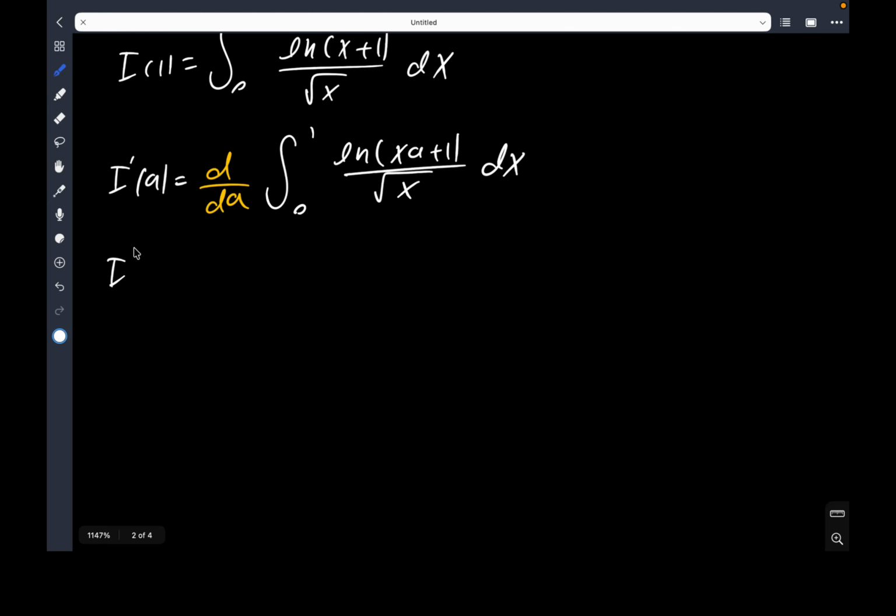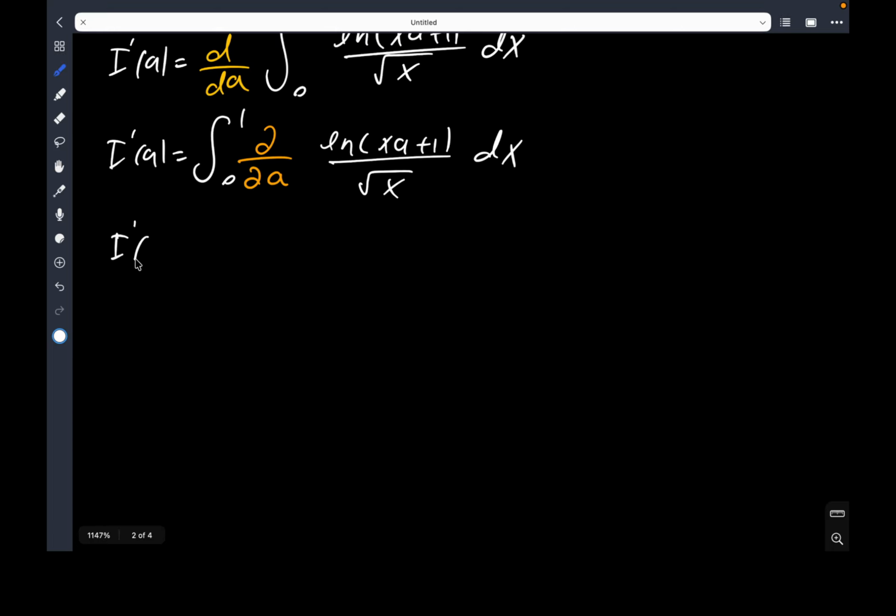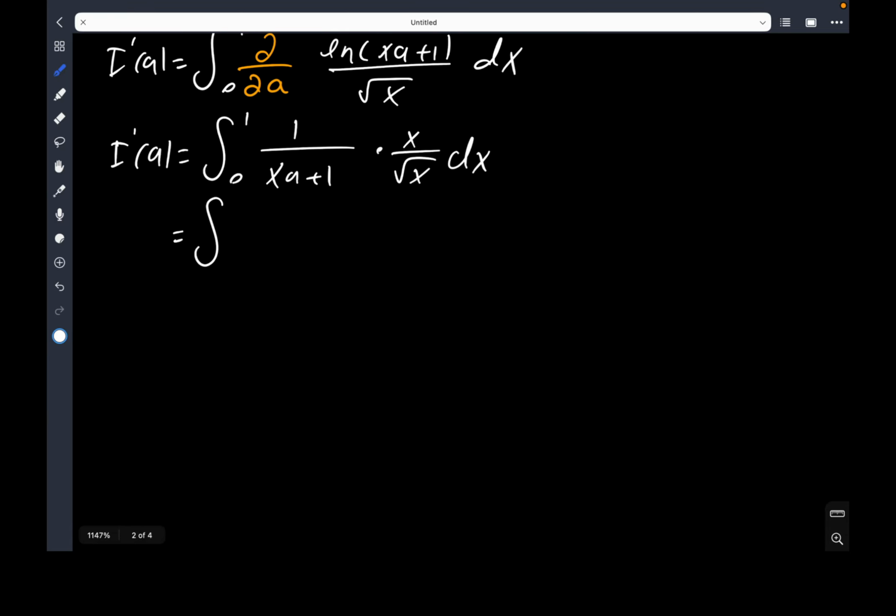Okay, doing so would require me to do a partial differentiation, partial a of ln of xa plus 1 over root x dx, and I prime of a is going to be 1 over xa plus 1 according to the chain rule, times x over root x, and x over root x is the same as square root of x according to the laws of powers.